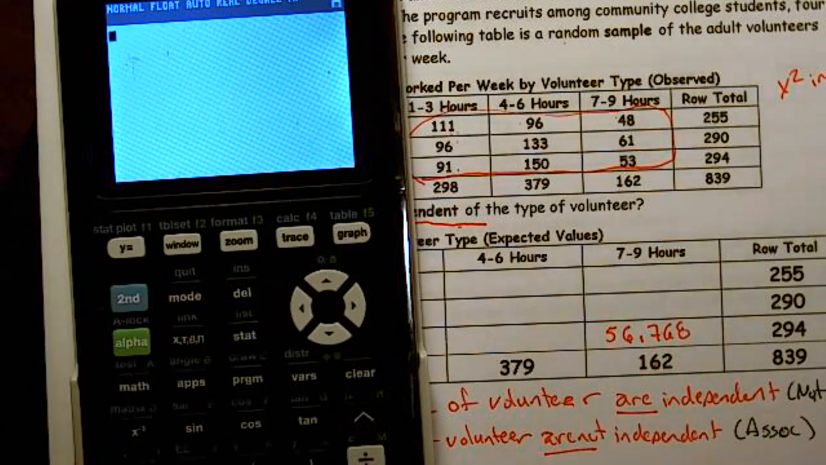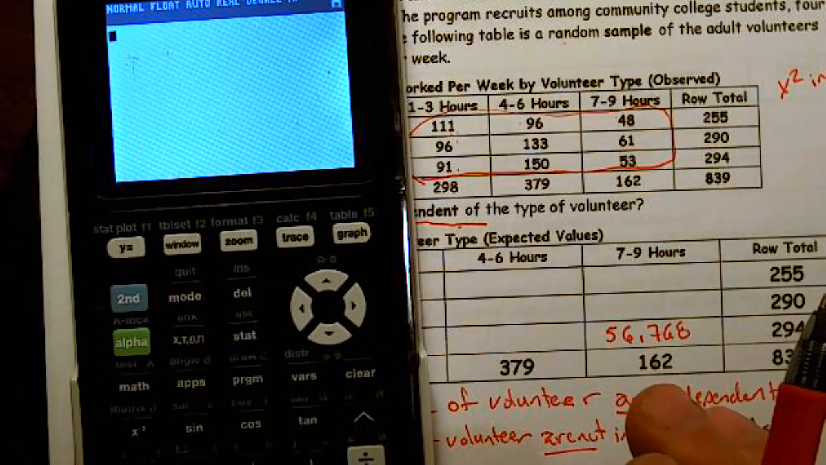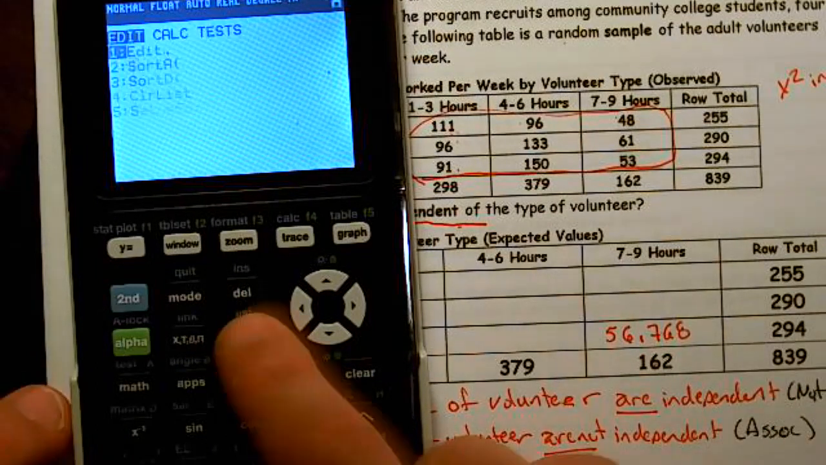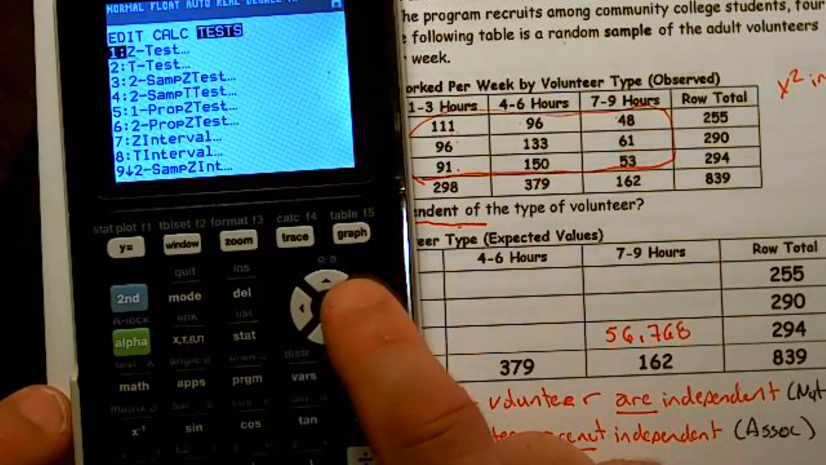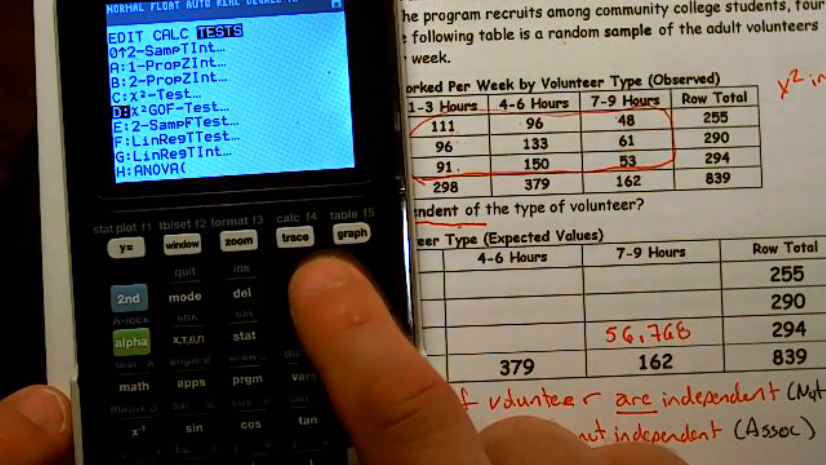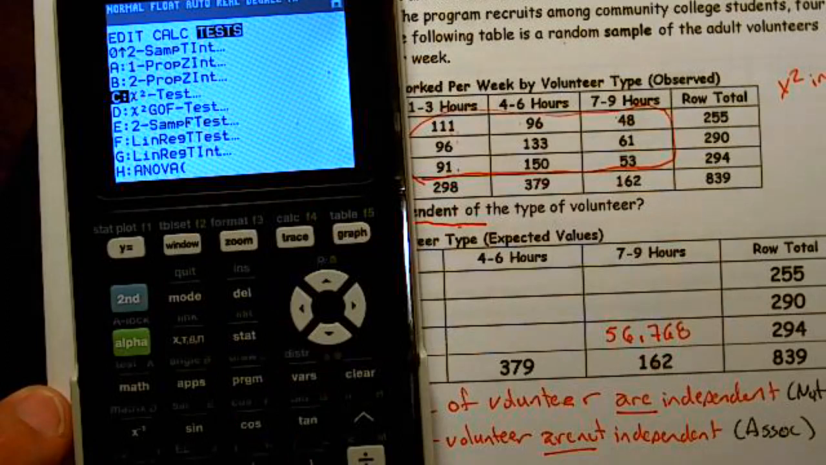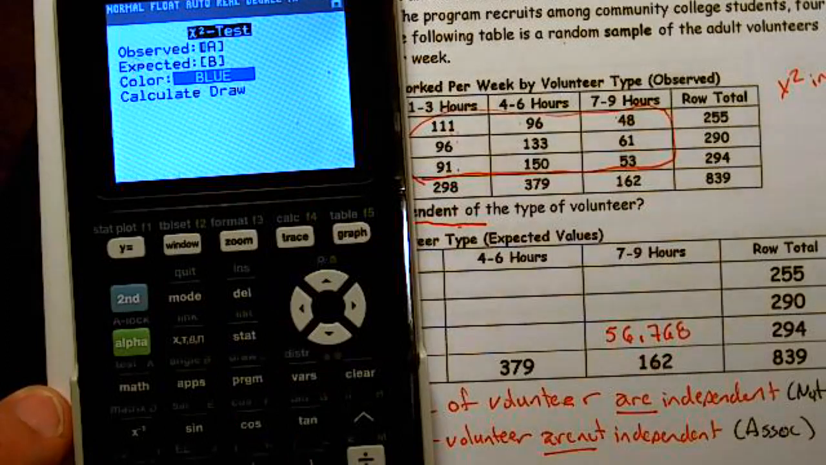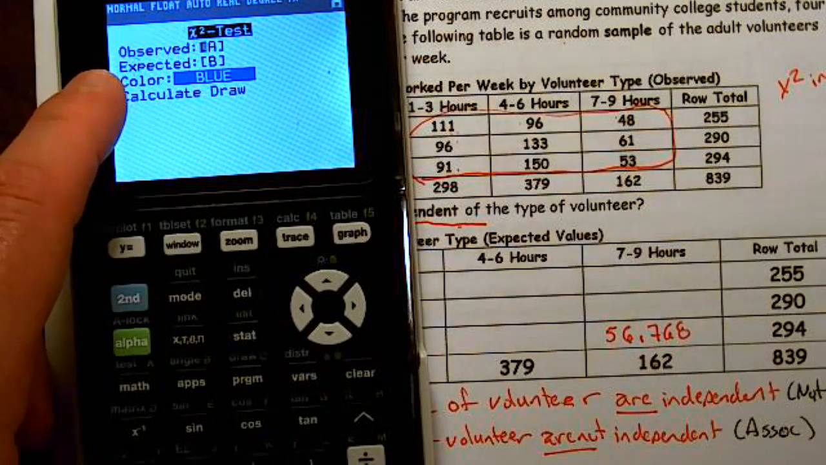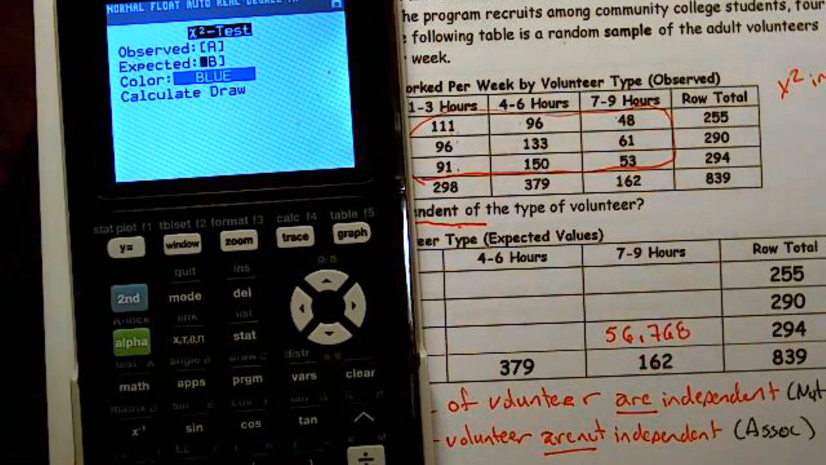Now we're going to run the entire chi-square test, which I know seems a little bit crazy, but we're going to go ahead and do it. So stat, test, chi-square. This is not the chi-square goodness of fit test. This is the chi-square test. We press enter, and it has A is observed, B is expected. You're like, I haven't entered my expected. Yeah, I know.